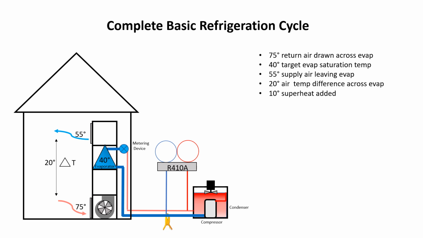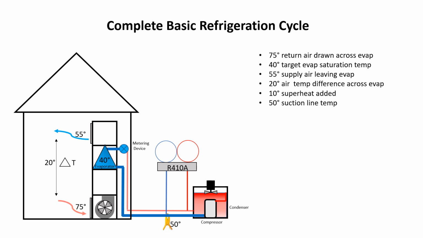The refrigerant changes to a vapor state in the evaporator and also picks up about 10 degrees of superheat by the time it travels through the suction line and reaches a compressor as a low pressure vapor. When we add 10 degrees superheat to our 40 degree vapor saturation, the suction line will read 50 degrees.